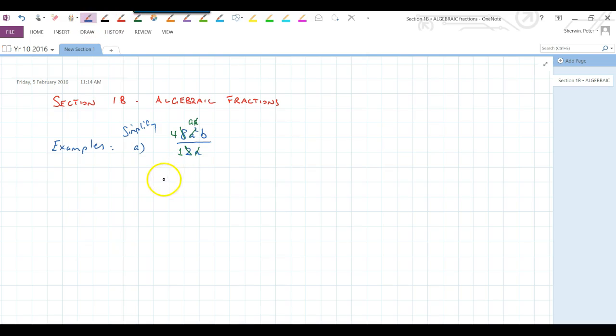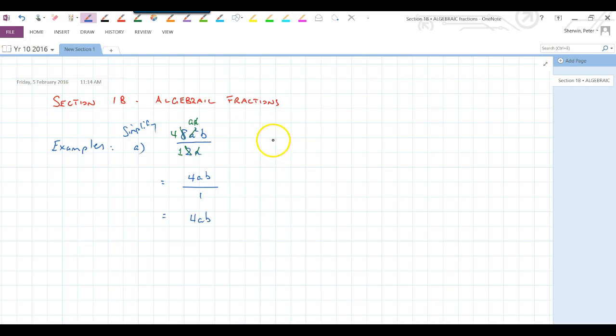And what we do now is just rewrite. After we've done all that cancelling, we rewrite it. What's left here? 4a, 4ab on top. Underneath, I don't need to write the 1. In fact, there's only 1 underneath. So just to complete it, we'd write that just as 4ab. And that's our simplified answer.